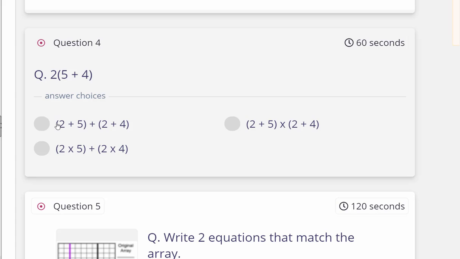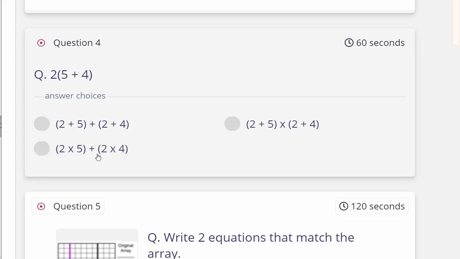Welcome. The next question, Ahmed Al-Biddi. I am here. 2 times 5 plus 4. So we should use the distributive property. Multiply the 2 by the first and by the second. So which one should we choose? The first one. The first one, this is plus. The last one, yes, the third one. 2 times 5 in brackets and 2 times 4 in brackets, and we add these two. So this one is the correct one.